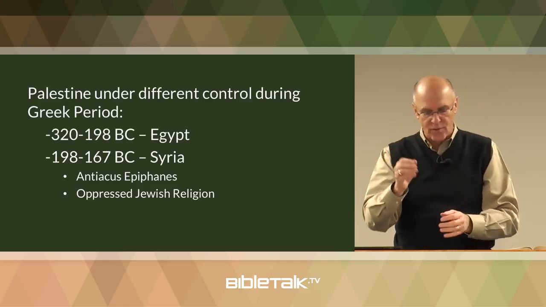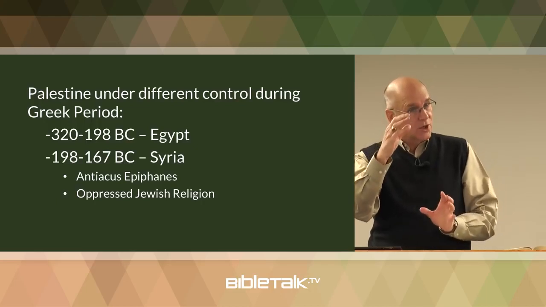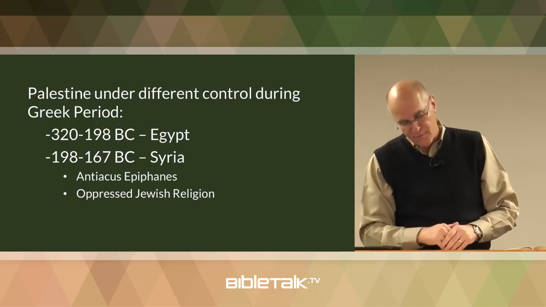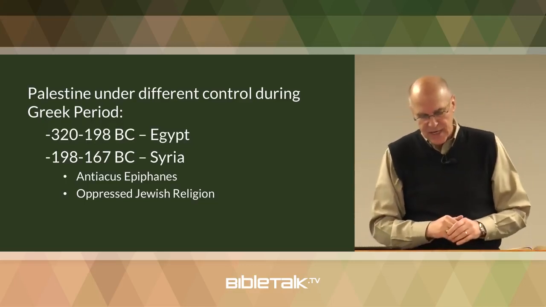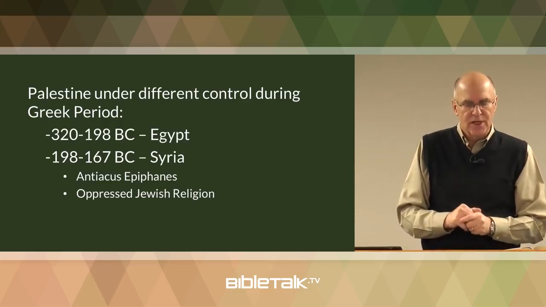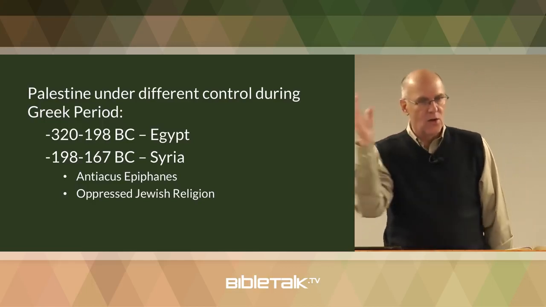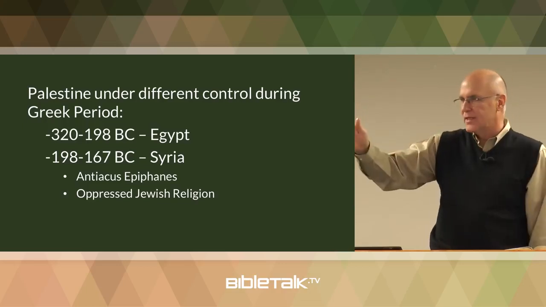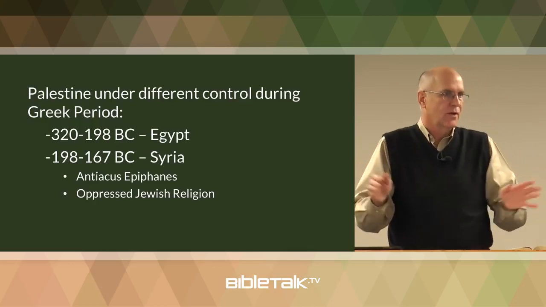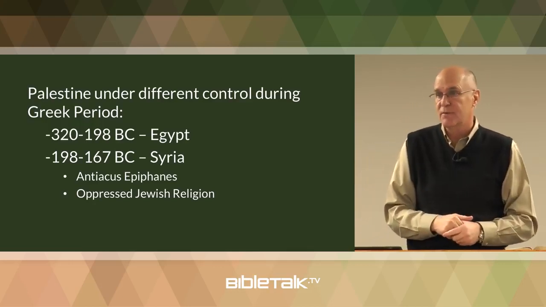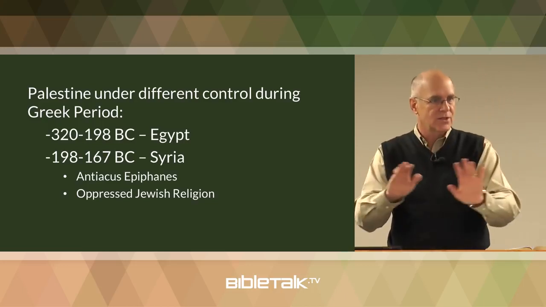So they fought back and forth. From 198 to 167 BC, Syria was in control of Palestine. And one king in particular, his name was Antiochus Epiphanes. He was really trying to destroy and demoralize the Jewish people. And what he did is he closed the temple, and then he went in and he sacrificed a pig on the altar, knowing Jewish religious custom, knowing that that would desecrate the temple and the area.